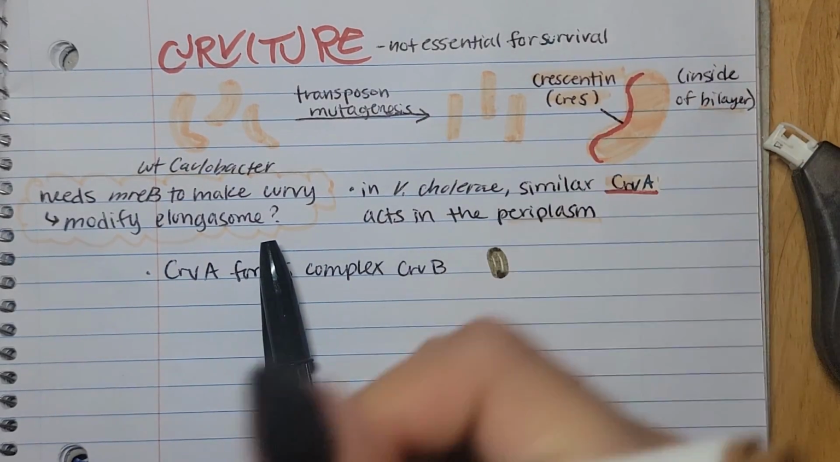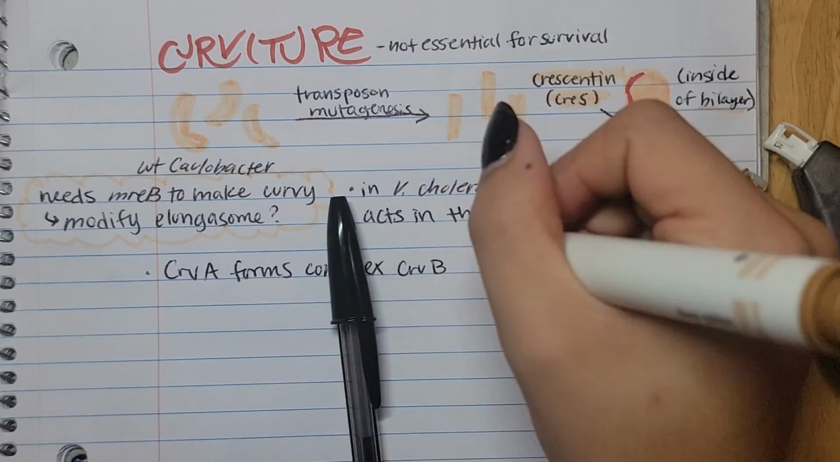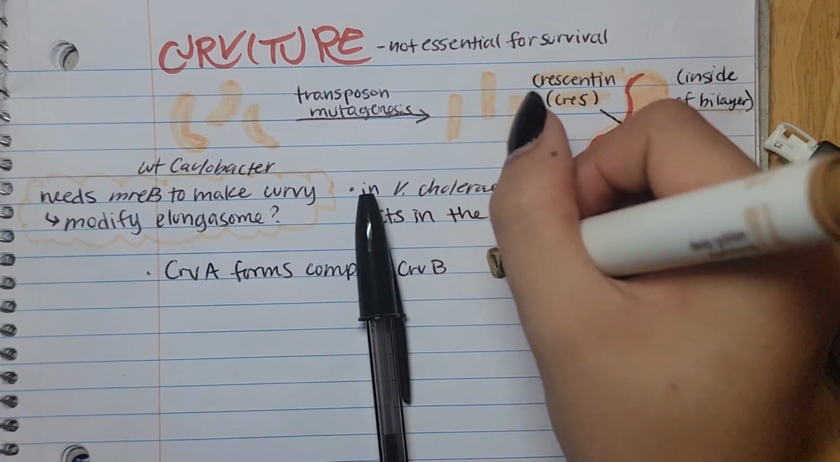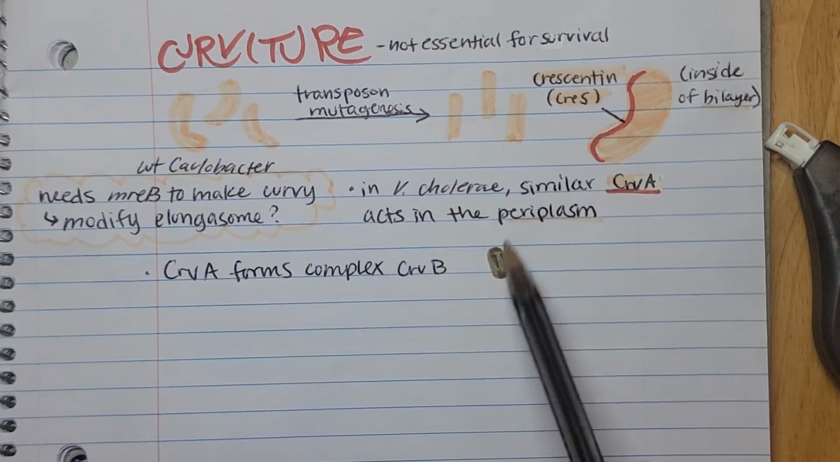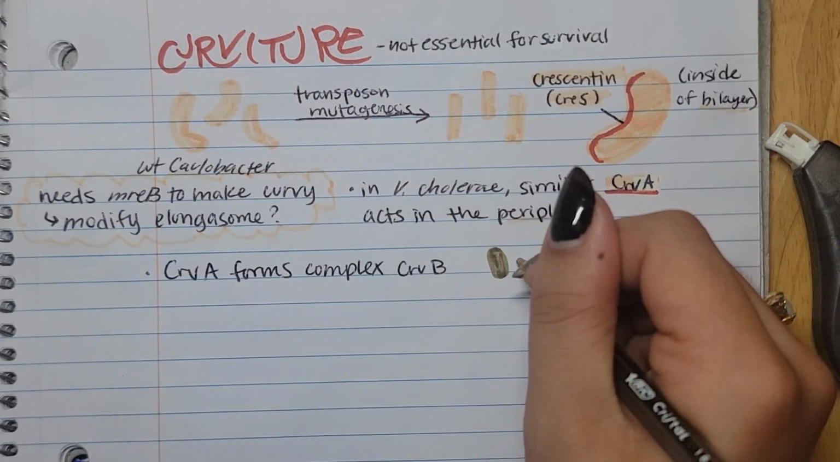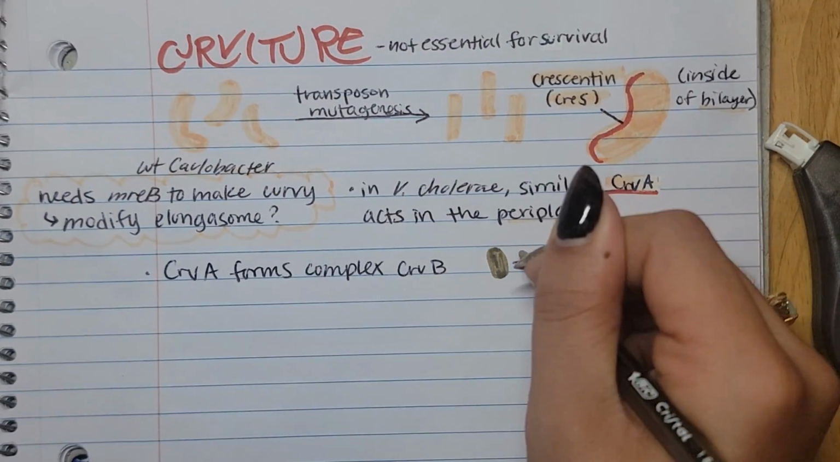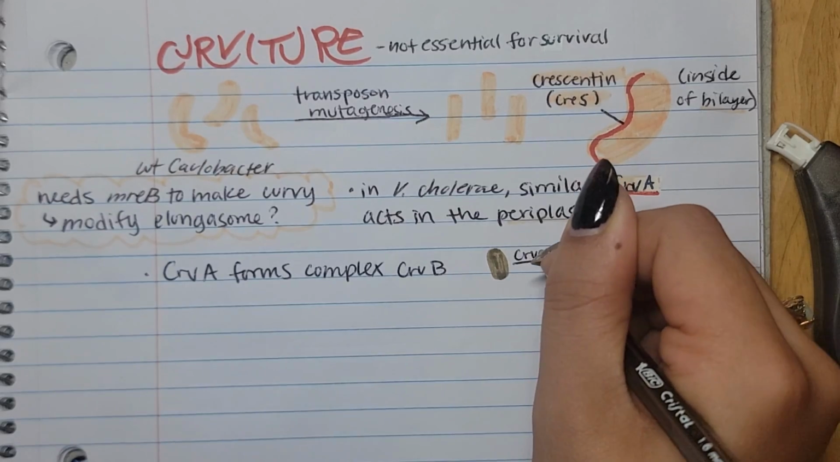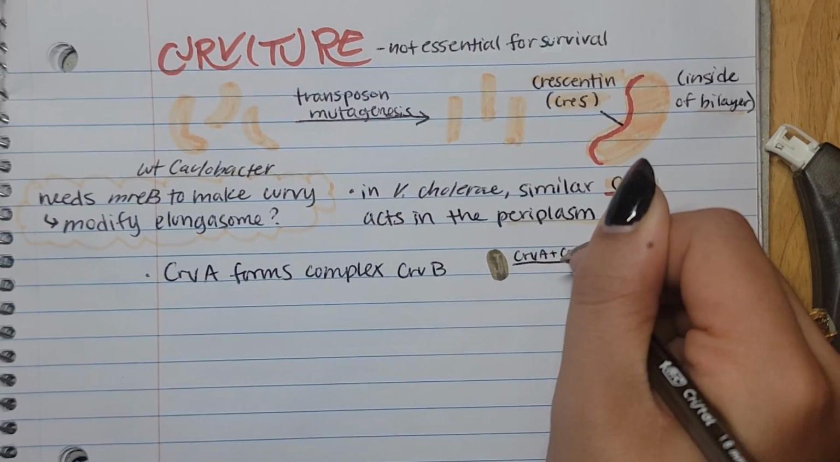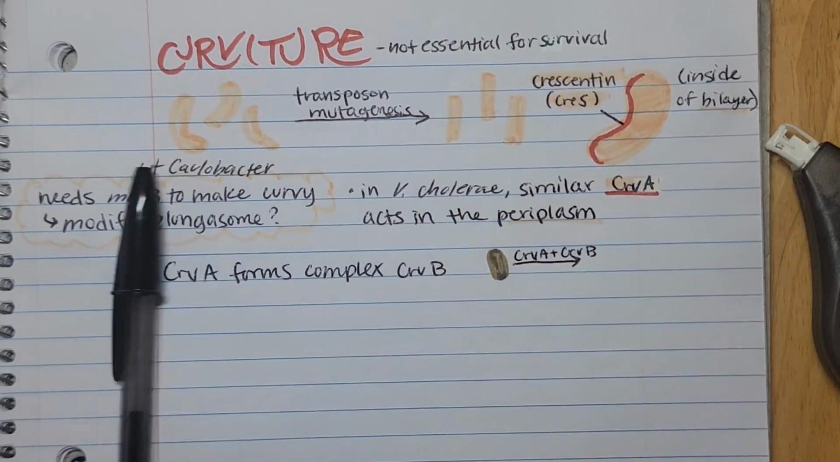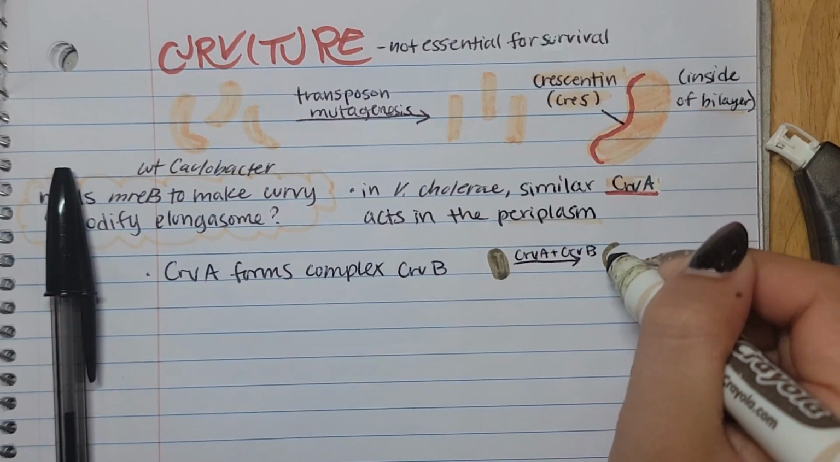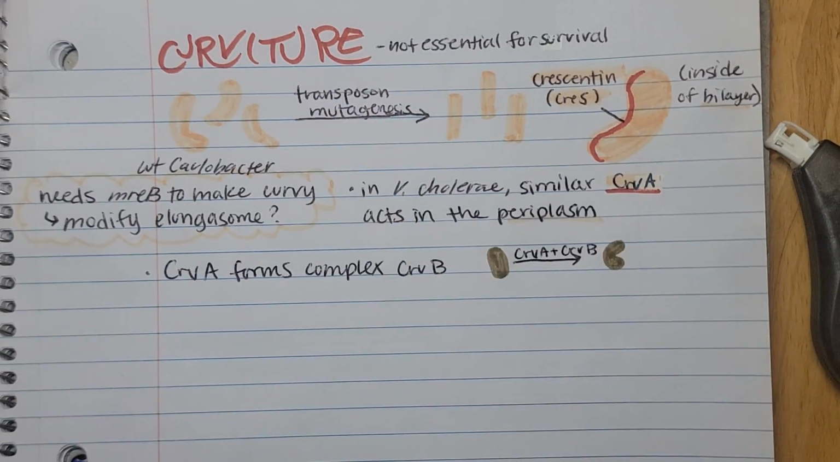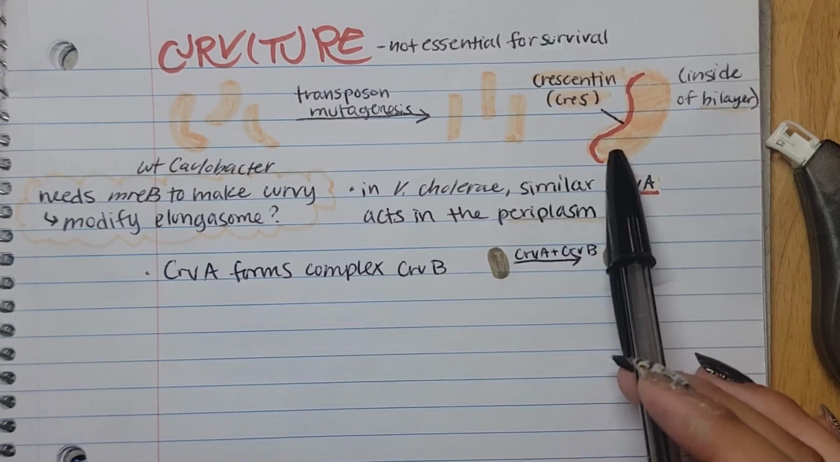So if you have a straight cell, it could be a wild type straight cell, or you can make a curved cell straight, like you can mutate a different gene like CRES. And if you add CRVA and CRVB, it'll turn curvy. Which is crazy. Okay, actually, I just checked. They did this with Caulobacter crescentus.